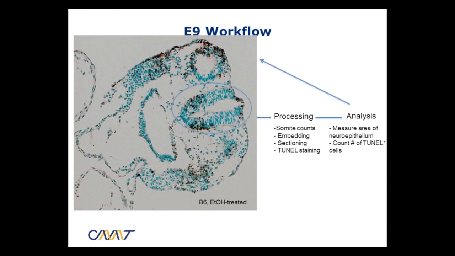And so here you're looking at an E9 mouse embryo, and the darkly stained black cells that you see are cells that are undergoing cell death as a consequence of alcohol exposure. So we're just quantifying now the number of these TUNEL-positive cells, which are presumably undergoing cell death. Next.